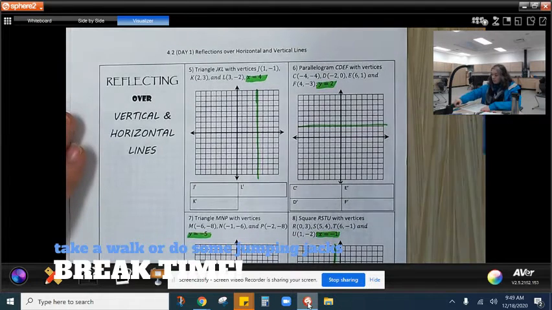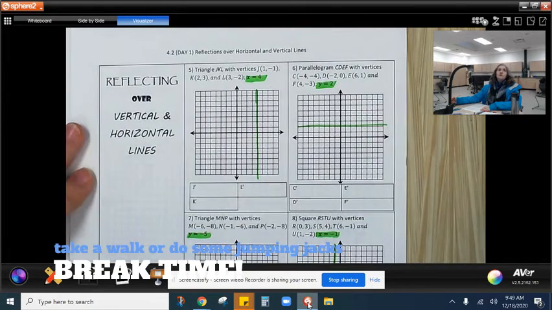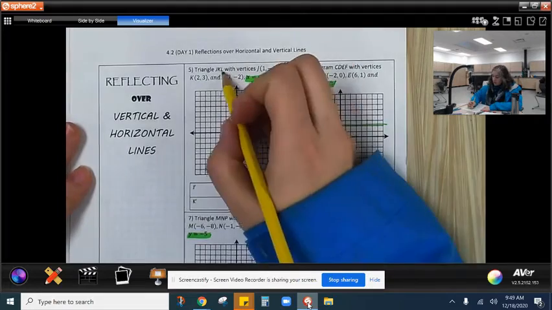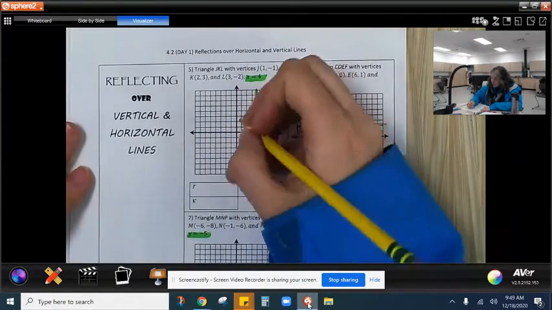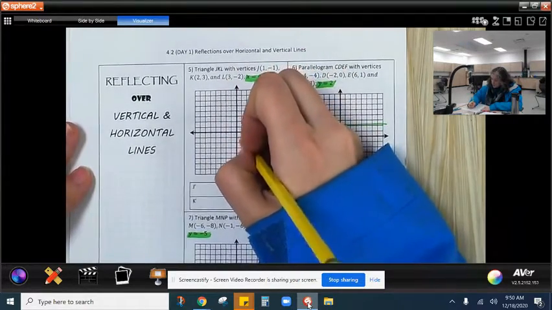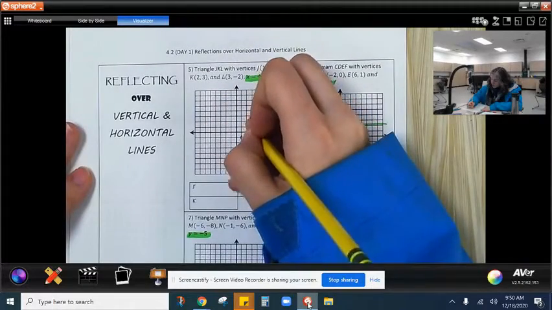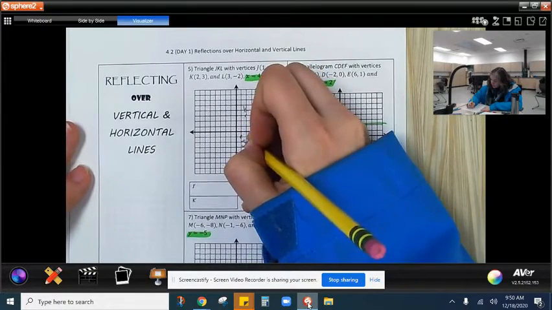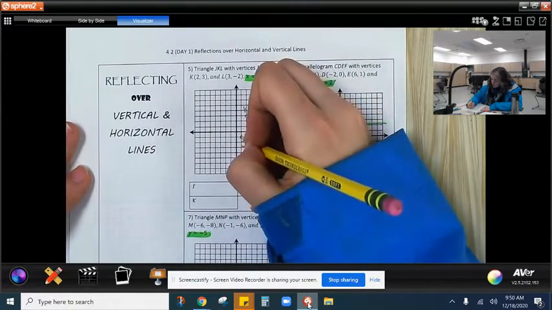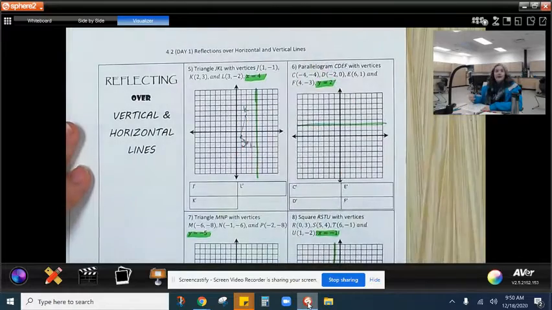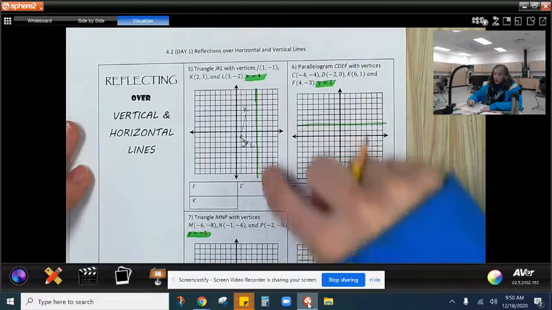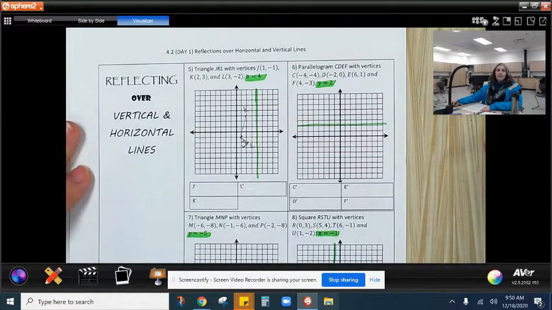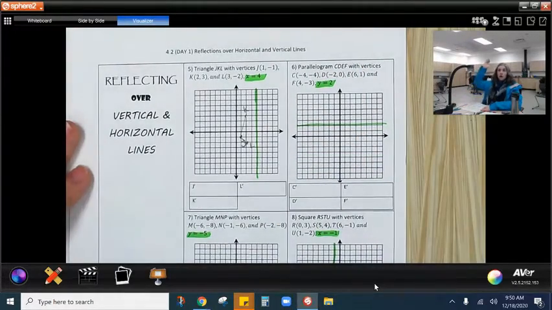All right, reflecting over vertical and horizontal lines, okay? So in this case, we've been given triangle JKL with vertices. J is at 1, -1, so here's J. K is at 2, +3, and then L is at 3, -2. So there's my triangle, something like that. We want to reflect it over the line x equals 4. Well, x equals, that's going to be a vertical line, right? So I'm looking to reflect it.